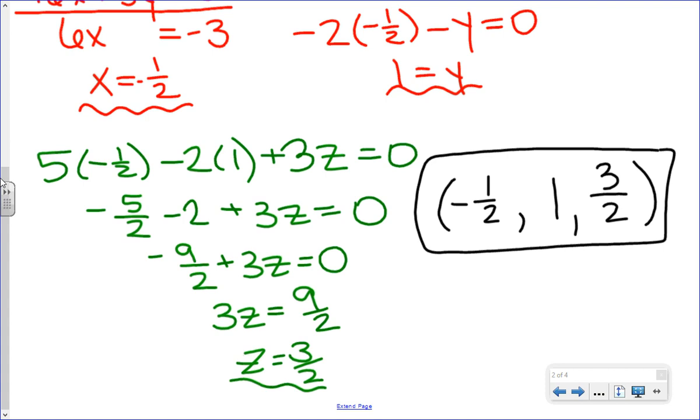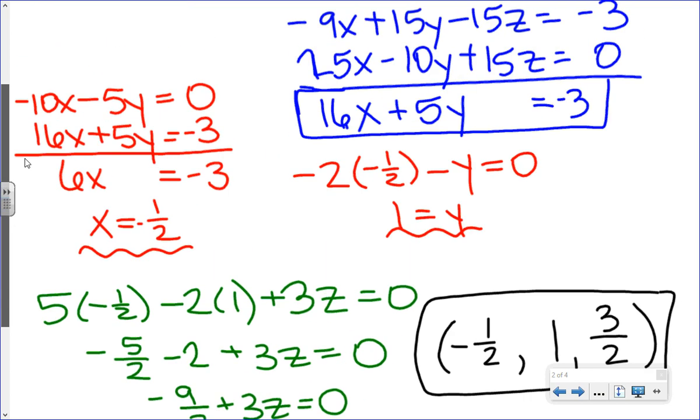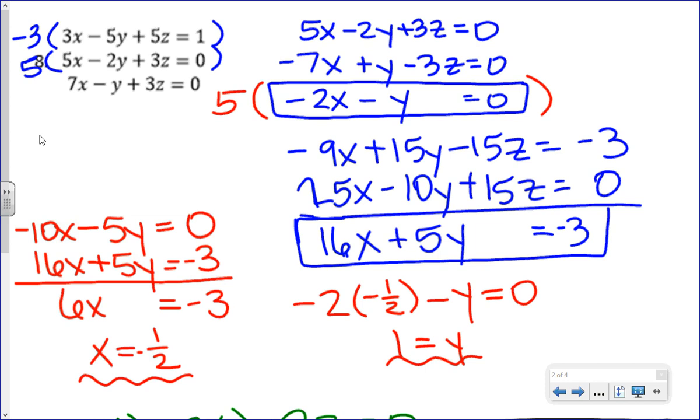Like up here, I would always write what I was multiplying by. So I had that visual of, okay, I'm distributing that negative 3 to that first equation. I'm distributing that 5 to that second equation. Write it so you can visualize it, okay?